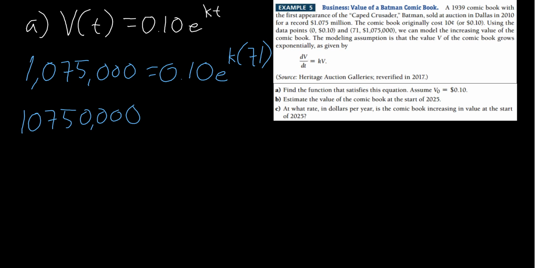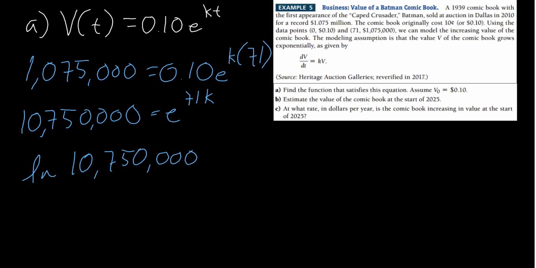We end up with 10,750,000. I knew that. I don't know how to put that in a calculator. And then that's equal to e raised to the 71k. All right, well, how do I figure out what k is? Well, we did this before in a previous section. We need to take the natural log of both sides. So if we take the natural log of the left side, we have the natural log of 10,750,000, and that's equal to the natural log of e raised to the 71k.